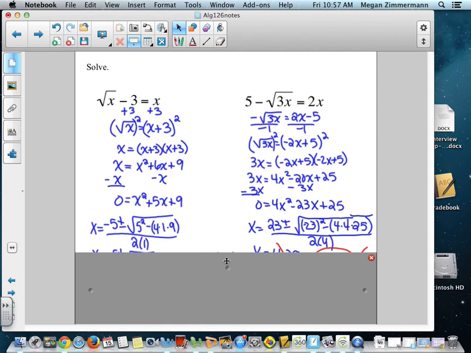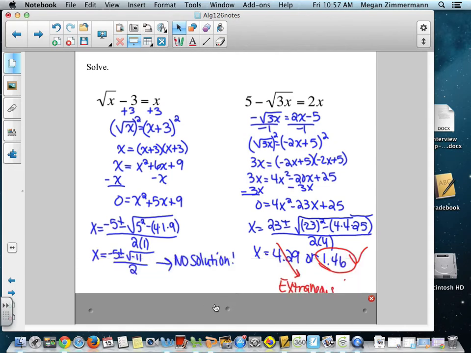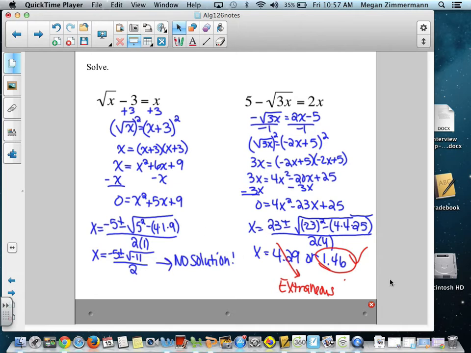So I end up with x is equal to negative 5 plus or minus the square root of negative 11. So as soon as you see you have to take the square root of a negative number, you can't do that. So there is no solution to this equation. All right, let's take a look at this next one.